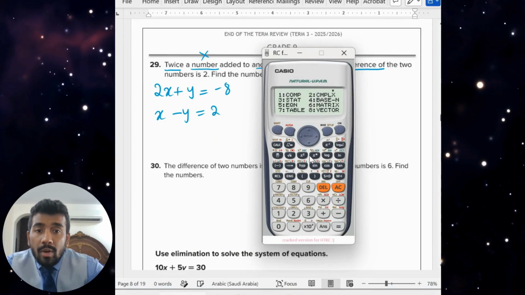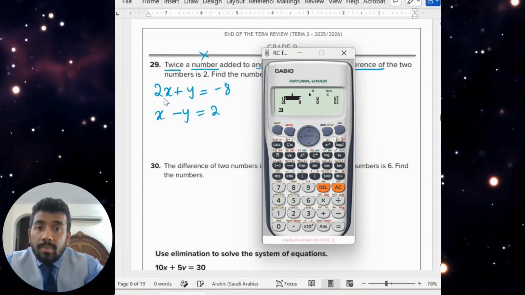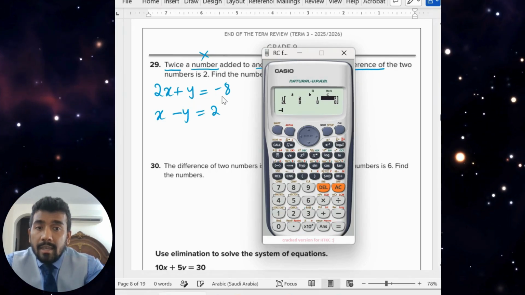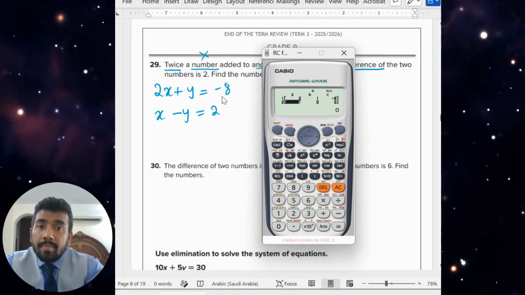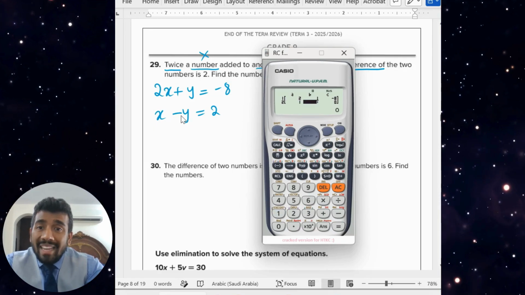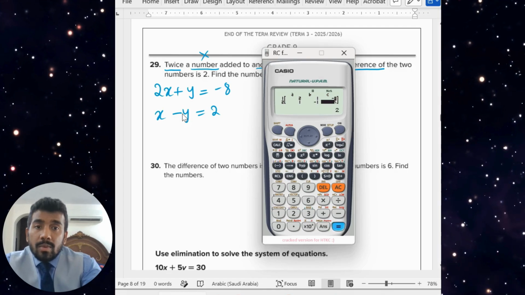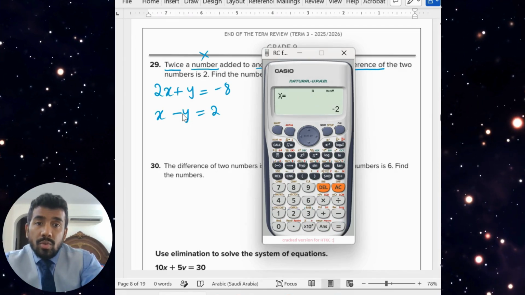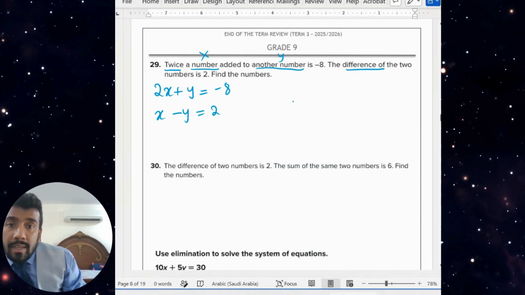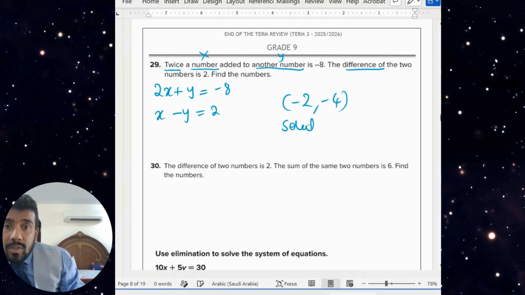What do you do? Mode, 1. The first number is 2. Enter. Second number 1. Enter. Minus 8. Enter means what? Equal. X is 1. Then what's the next number? Minus y means minus 1. No number means 1. And then 2. So what answer do you get? Minus 2 and minus 4. So what are the two numbers? Minus 2 and minus 4. So that's the solution. Okay.